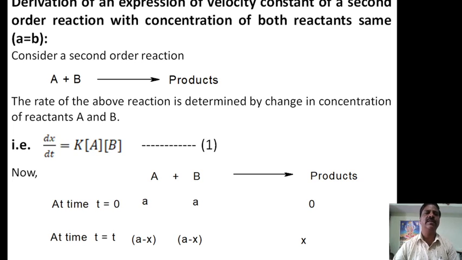Now coming to the derivation of an expression for the velocity constant of a second order reaction when the concentrations of both reactants are the same, that is A is equal to B.